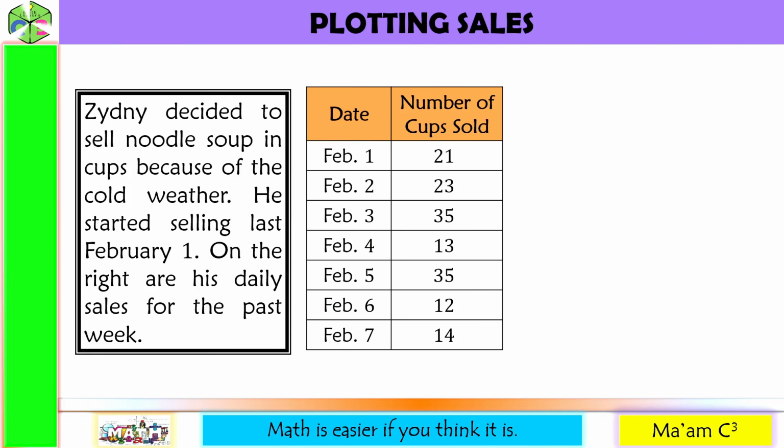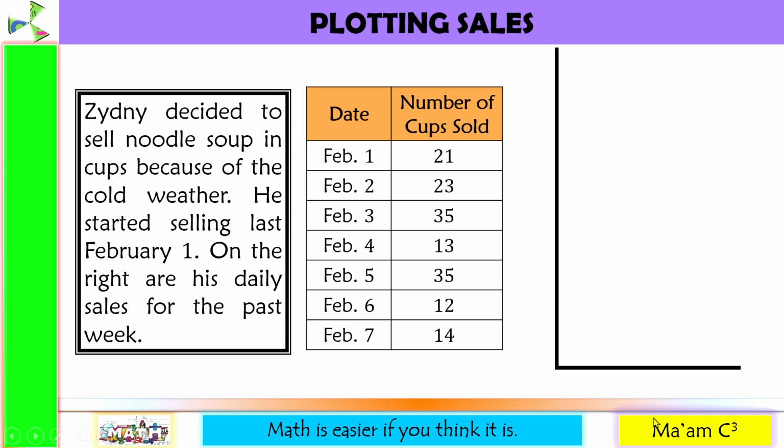Plotting sales. Sydney decided to sell noodle soup in cups because of the cold weather. He started selling last February 1. On the right are his daily sales for the past week. What we are going to do is to plot this data in a Cartesian plane. Let me have my x-axis first, then my y-axis. I will label my x-axis as date and my y-axis as number of cups sold.